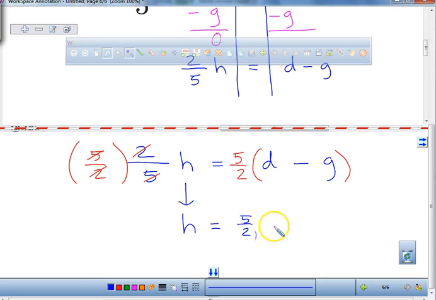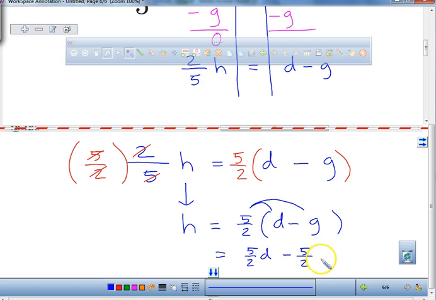Now, let me show you 2 different answers. You might see an answer that looks like this on a multiple choice test. However, you also might see an answer that distributes the 5 over 2 to both letters. So 5 over 2 times d is 5 over 2 d. And 5 over 2 times the negative g is a negative.